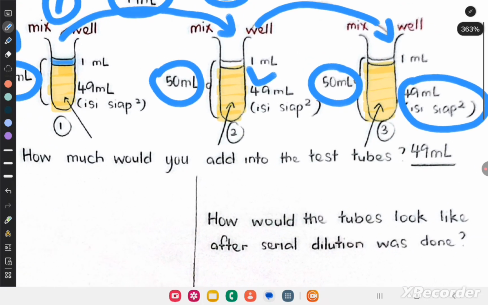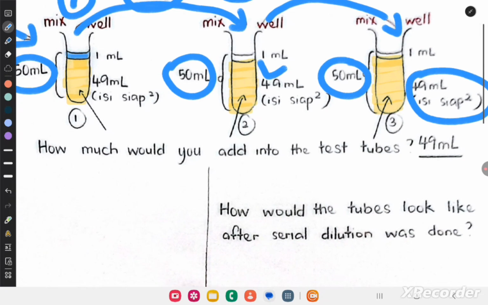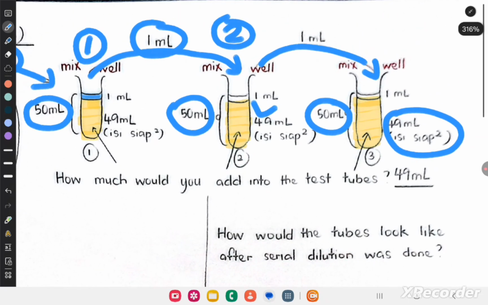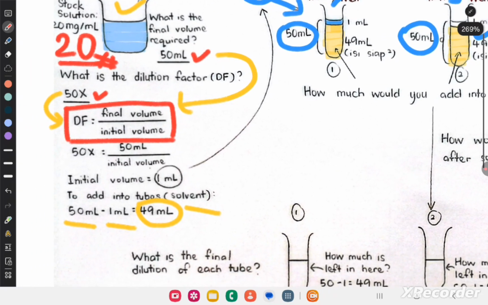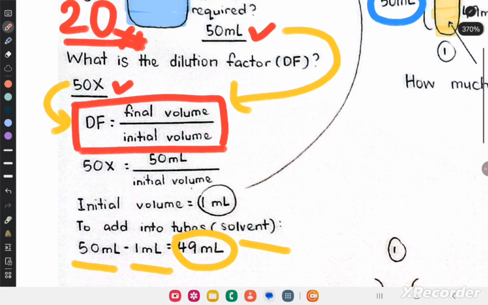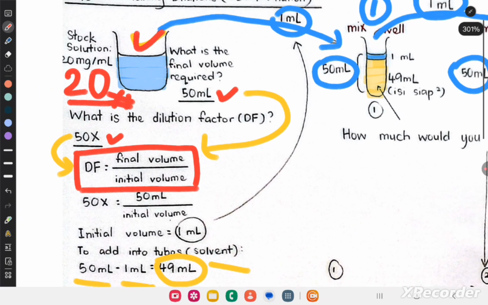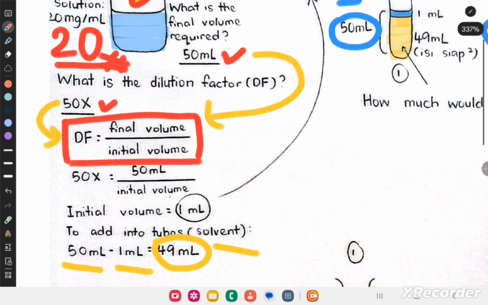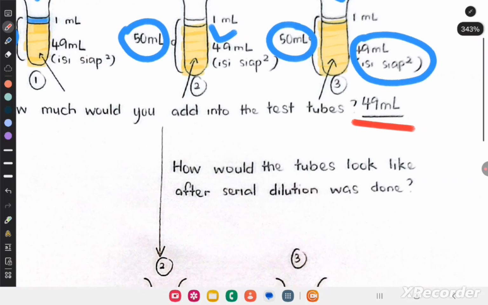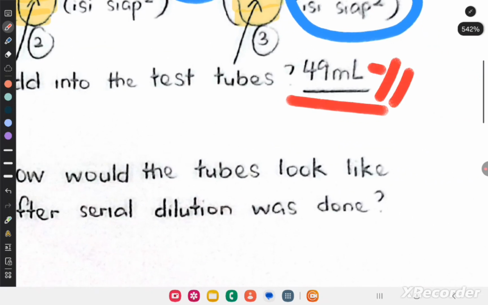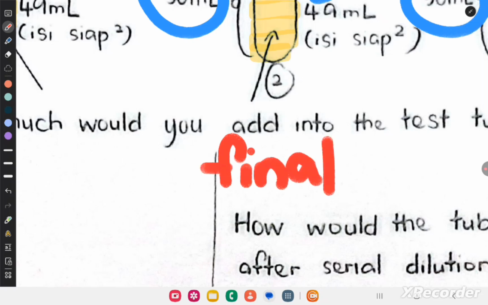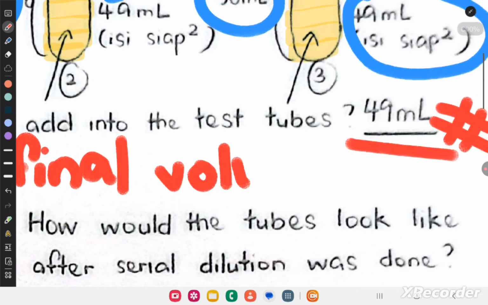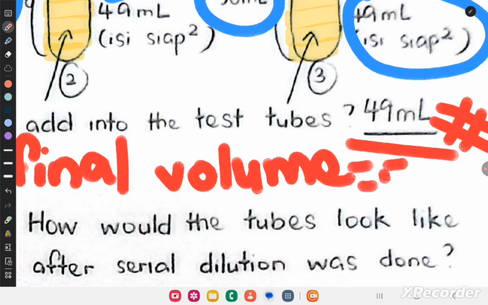So the question asks, how much would you add into the test tubes? Obviously the answer is 49, because from the calculations we know that the 1 ml is the initial volume, which means we take it from the stock solution, and this one is the solvent we need to add to fulfill the final volume of 50 ml. So the answer obviously is 49 milliliter, because the final volume is 50 ml.